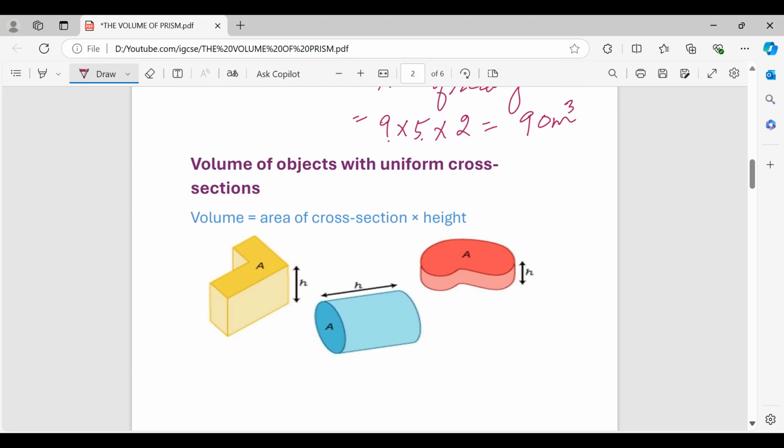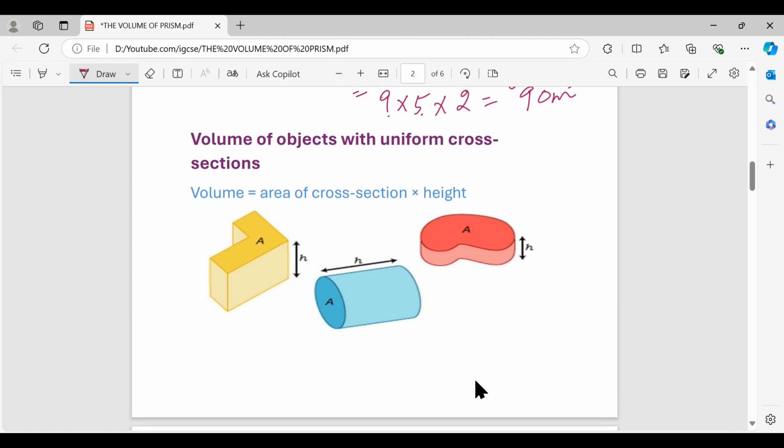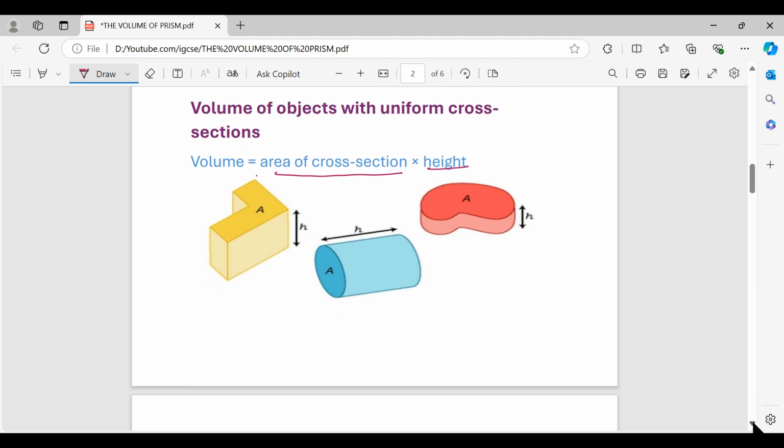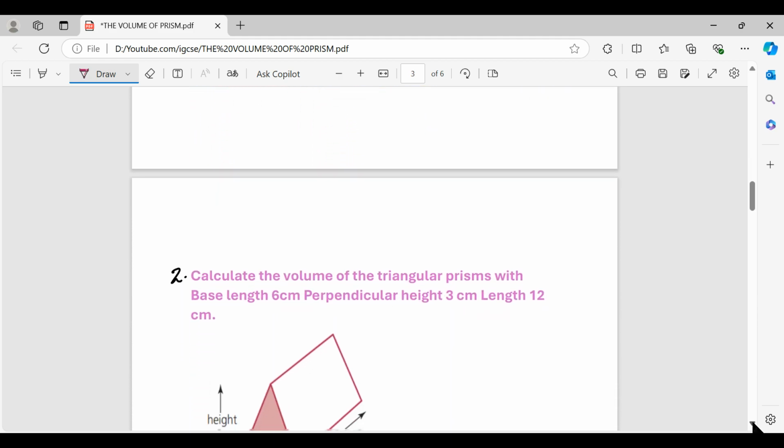Now you can see here many different shapes. As I said, the volume of a prism is area of cross section times its height. You can see here these objects have uniform cross sections throughout. Here you have an L-shaped cross section, here an oval-shaped cross section, here an irregular shape, but this shape is the same throughout. So all these are different types of prisms. Let's see how to calculate the volume of these different kinds of prism.